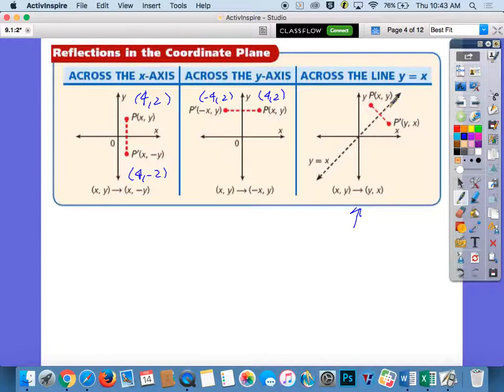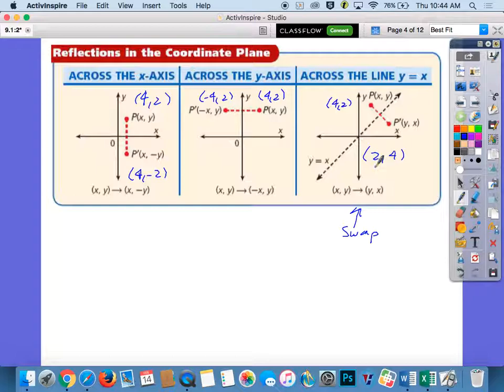If it's reflected across the y equals x line, that's this line right here, then what happens is that if this is 4, 2, and it's reflected across this line, these guys are going to swap. And it's going to become 2, 4. Maybe you can remember it. Y equals x, yx, they swap. And likewise, if I go from here and reflect it over, they're just going to switch places.